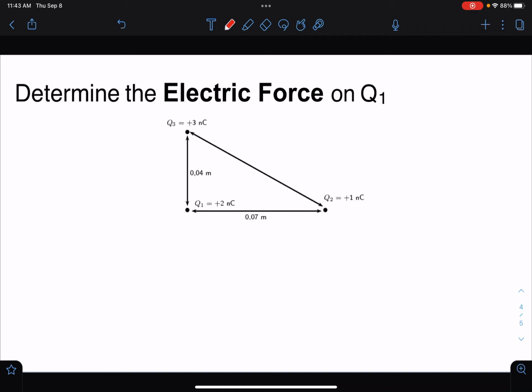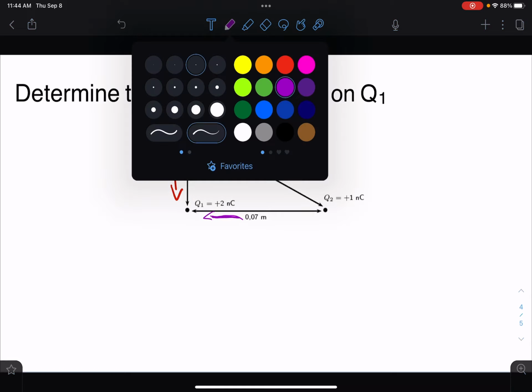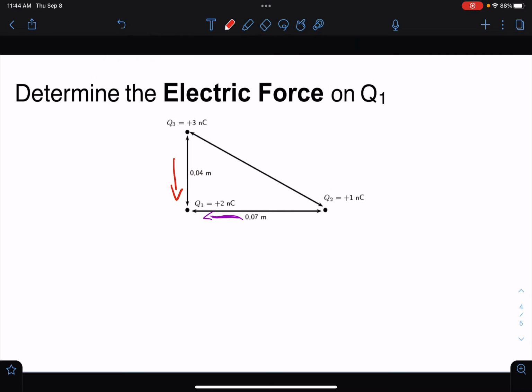And so Q3 is actually going to be applying a force in this direction on Q1, okay? Then we also have in our X direction, Q2 is applying a force in this direction here, also on Q1. Okay, so we have two independent X and Y directions, and then we can find the resultant once we have the individuals. All right, so if we start with our Y direction, you could start with any direction really. Okay, but I'm going to start with our Y direction.